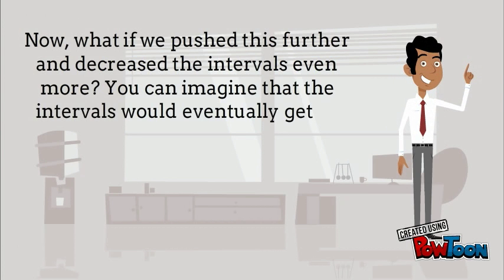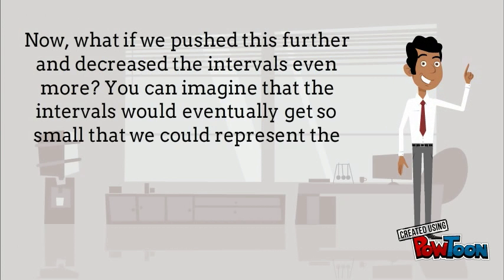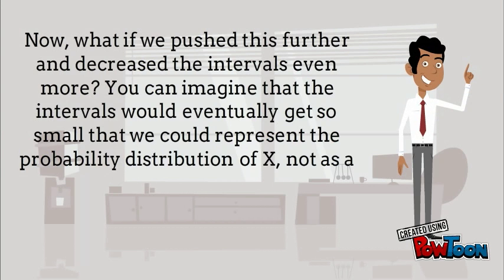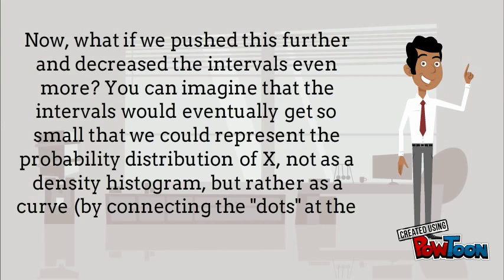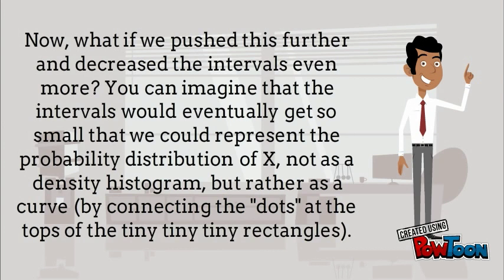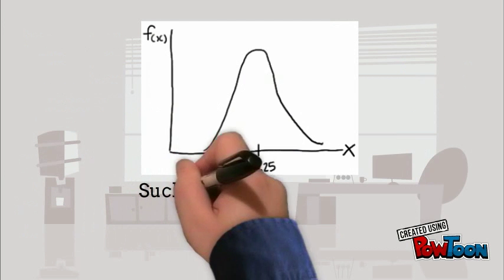Now what if we push this further and decrease the intervals even more? You can imagine that the intervals could eventually get so small that we could represent the probability distribution of x not as a density histogram, but rather as a curve, by connecting the dots at the tops of the tiny rectangles.